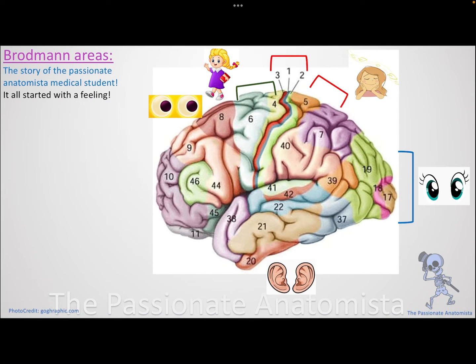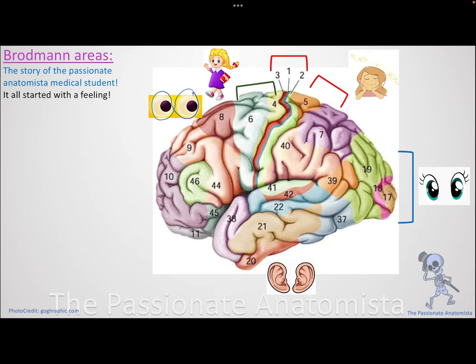All right, so what about area 8? Area 8, see guys how you will write number 8? It's just like that. It's for conjugate eye movement, all right? So area number 8 is for conjugate eye movement. It's the frontal eye field, all right, guys? So this is area number 8.